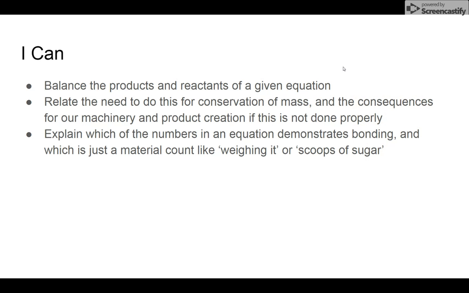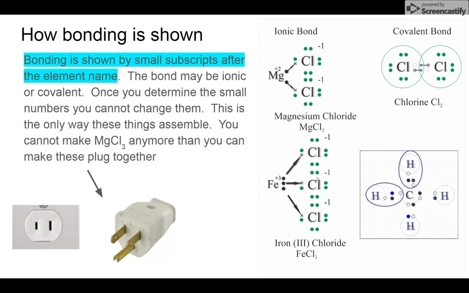You need to be able to balance the products and reactants of a given equation, relate the need to do this for conservation of mass and the consequences for our machinery and product creation if we don't do this properly. Explain which of the numbers in an equation demonstrates bonding and which is just a material count like weighing it or counting scoops of sugar.